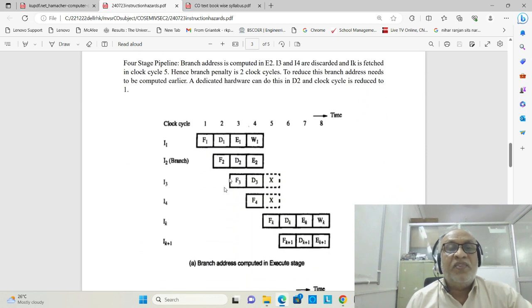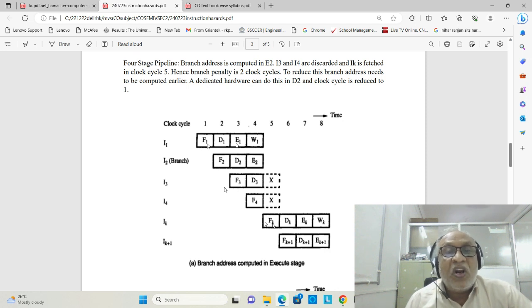Now let us look at one more example wherein you have a four-stage pipeline. Every instruction has four stages: fetch, decode, execute, and write. If you look at the branch instruction, I2 is the branch instruction. The branch address is computed at E2, while I3 and I4 are discarded because IK needs to be fetched. IK is fetched at clock cycle 5.